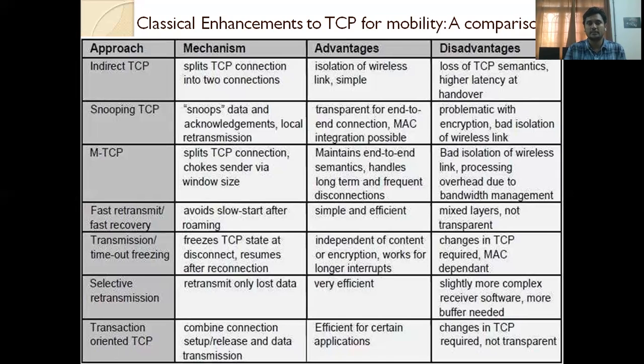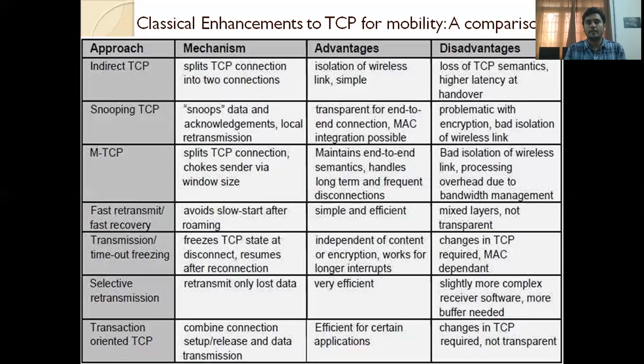The disadvantages are that changes in TCP are required and it is MAC dependent. Coming to selective retransmission, it retransmits only lost data. Very efficient, but the disadvantage is slightly more complex receiver software and more buffer needed. And the last one, transaction-oriented TCP, combines connection setup, release and data transmission. The advantage is efficiency, but the disadvantage is that changes in TCP are required, not transparent.